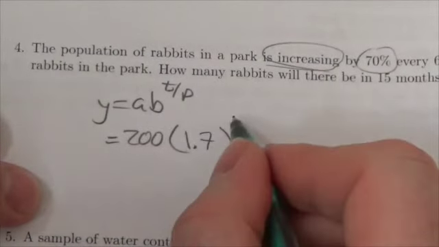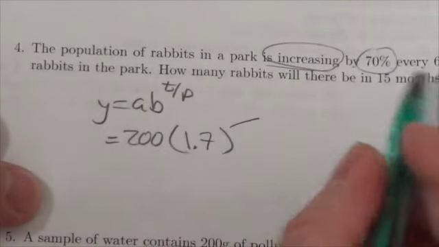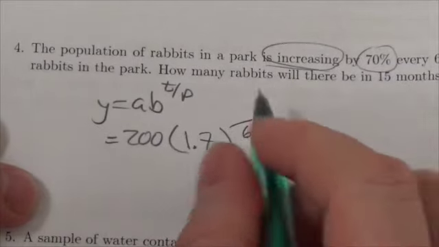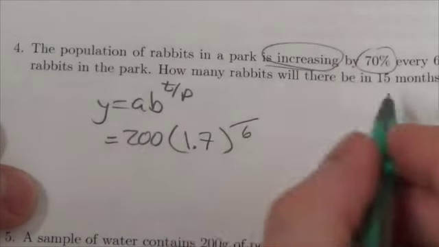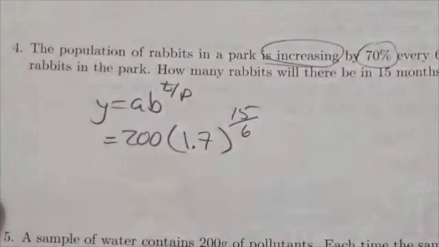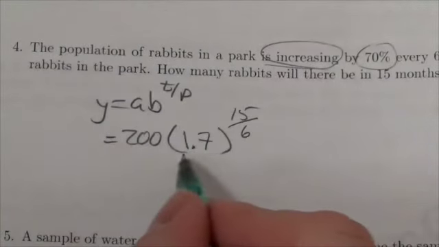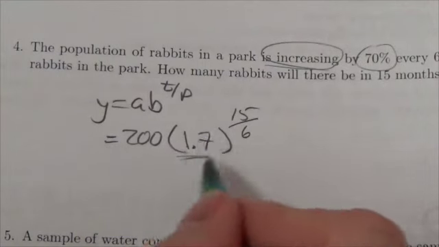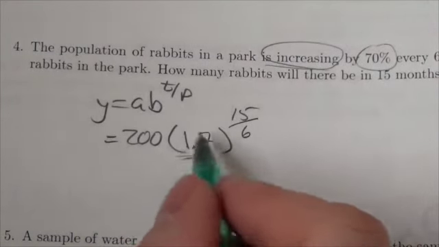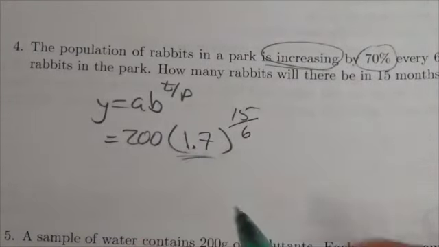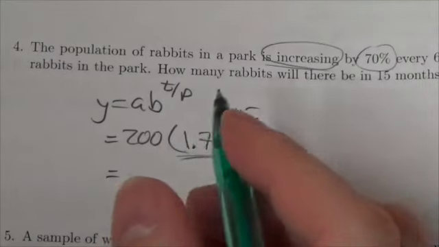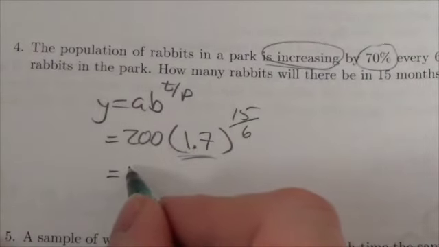Now up in the exponent here, the period of growth is 6 months, and the number of months that have actually passed, given in the question here, is 15 months. That's how you answer this question. Now, again, the real issue with this problem is understanding that the base of that growth factor has to be 1.7.